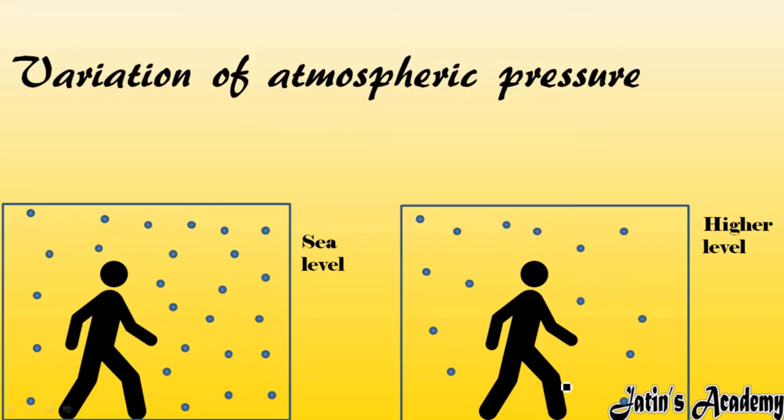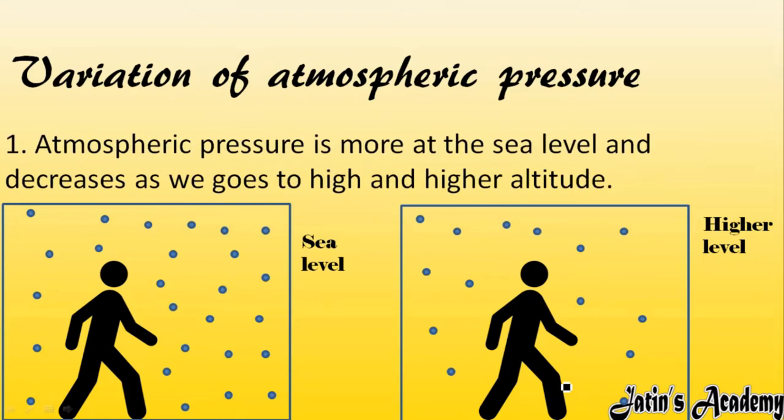Variation of atmospheric pressure. So what do you mean by variation? Variation means how the atmospheric pressure is going to change from place to place. So first, atmospheric pressure is more at sea level. Sea level means when we are going deep inside the earth, when we are moving down and down towards the earth, particles are coming very close to each other.